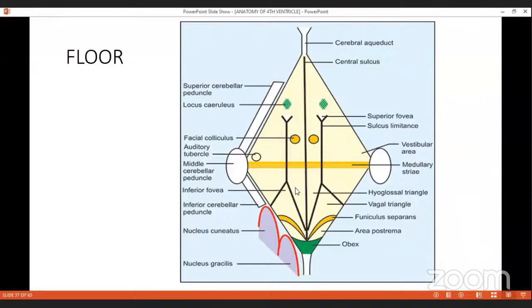If you go further downward within the median eminence, you have two important triangles. The superiorly located triangle is the hypoglossal triangle, which is the region of the hypoglossal nerve nucleus within the brainstem. Whereas just inferior to the inferior fovea, you have another triangle called the vagal triangle, which is the area of the prominence of the dorsal vagal nerve nucleus. You go further downward, and you have an area which is the vomiting center of the brain, called the area postrema. And beneath this, the cavity of the fourth ventricle communicates with the central canal of the spinal cord at the junction called the obex.